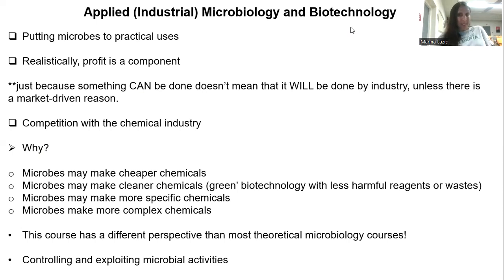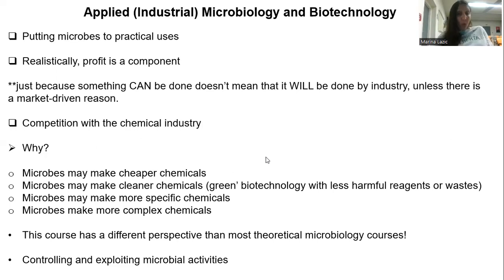Now, that's why this is a competition with the chemical industry. So what does that competition with the chemical industry mean? How will you justify it? So basically, microbes maybe can make cheaper chemicals. So that's how you can justify it. Again, it depends on the chemical. So maybe with a microbe it will be cheaper.